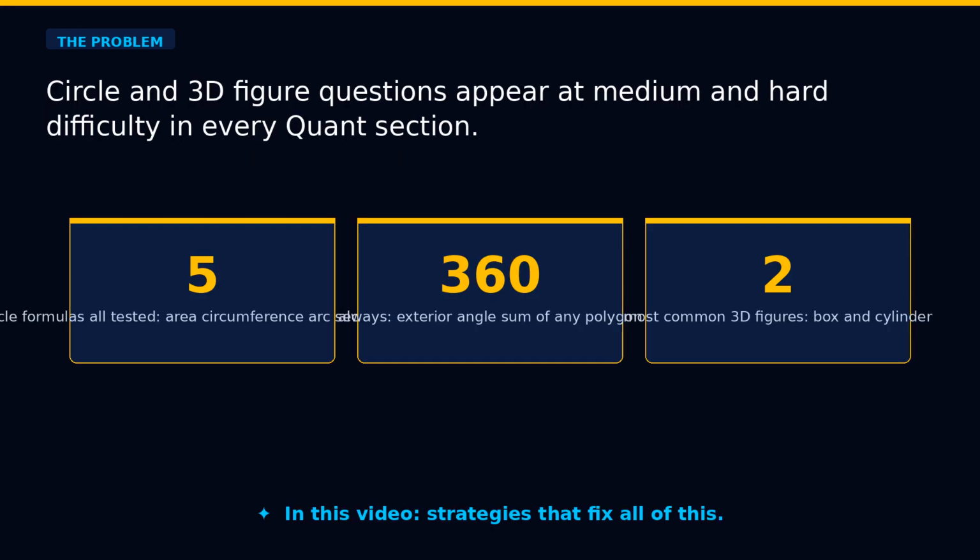Circle and 3D questions appear at medium and hard difficulty in every quant section. Arc length and sector area are the 2 most tested circle applications beyond basic area and circumference. The box diagonal formula is the 3-dimensional extension of the Pythagorean theorem and appears in hard quant questions. Sphere and cylinder volume questions are straightforward once the formula is known.